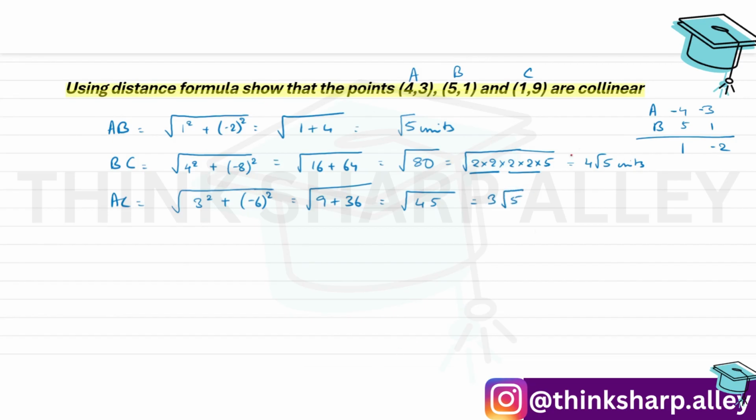Now clearly the largest value over here is 4 root 5 units. I leave that as it is, aside, and we will calculate AB plus AC, which is equal to root 5 plus 3 root 5, which is equal to 4 root 5, and which is equal to BC, which means it's clear that B lies between A and C. So which means points A, B, C are collinear.